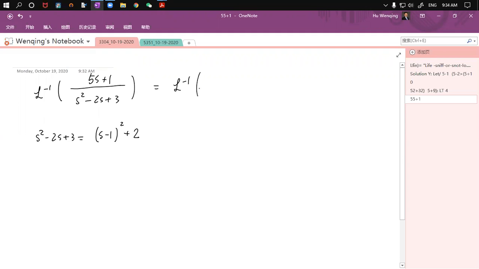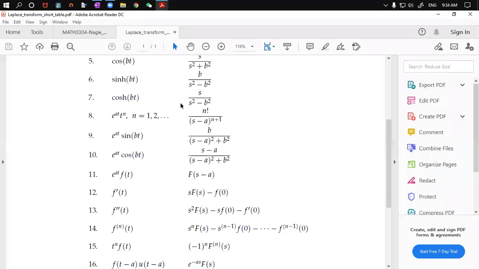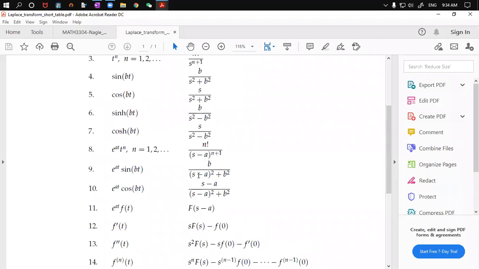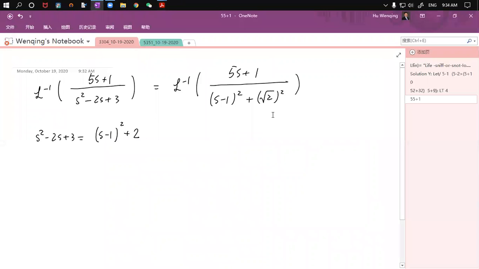It's going to tell you that the inverse Laplace transform of (5s + 1)/((s − 1)² + (√2)²). Why write something like this? Because according to this formula, what you would like to see is (s − a)² + b². So that means b is the square root of 2 and a is equal to 1. Okay. What about the numerator?